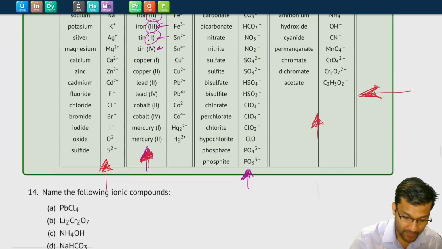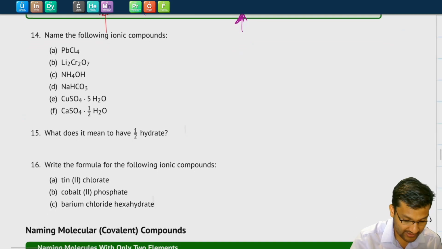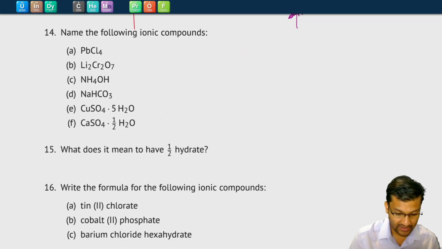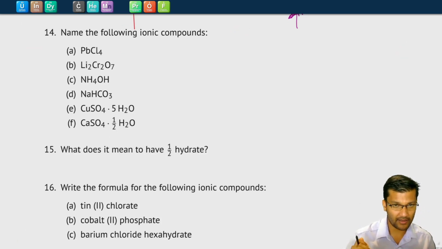So yeah, memorize all of these and try practicing number 14, 15, and 16 on your own, naming them or writing different formulas. You can pause the video and try them all. And when you unpause, I'll go over some of these.